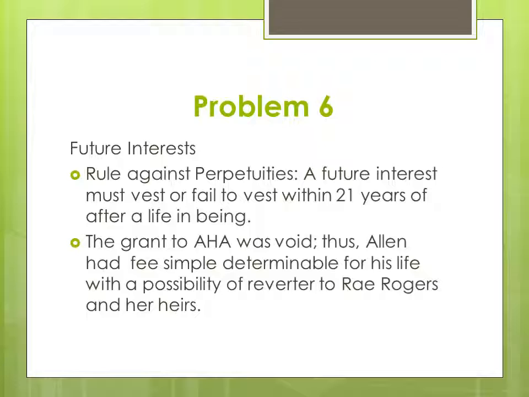Okay, so problem 6 is looking at future interest, and it deals with the rule against perpetuities. And the rule against perpetuity states that a future interest must vest or fail to vest within 21 years after a life in being. So specifically what they're saying is that for any life in being that is a party to the transaction, the future interest must vest or fail to vest within 21 years after their life has ended.